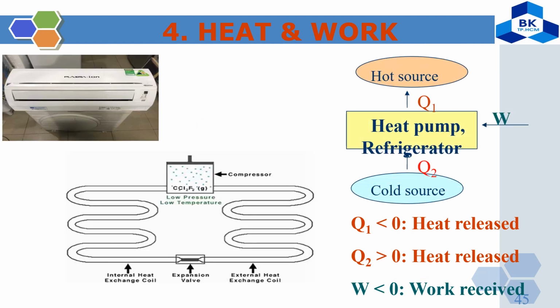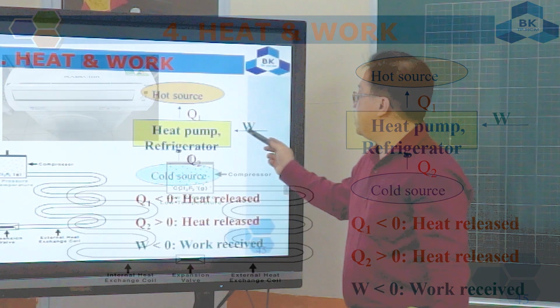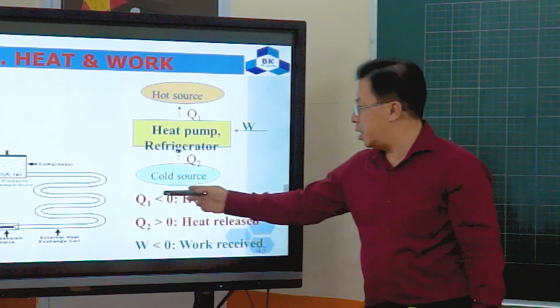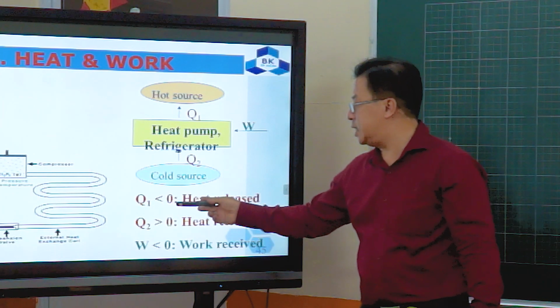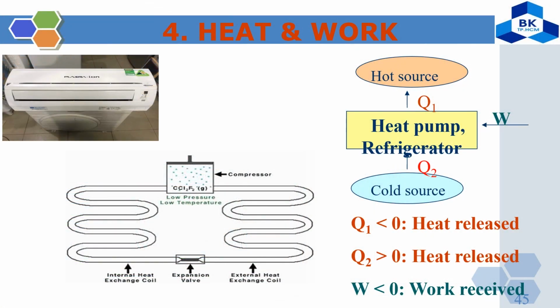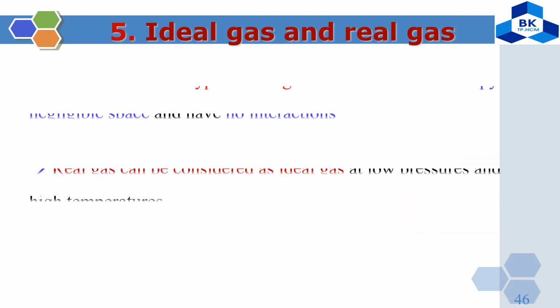In the case of refrigeration, or the air conditioner, it receives the heat Q2 from the cold sink and releases Q1 to the hot source, and in this case it receives work. So Q1 has a negative value because that is the heat released. Q2 has a positive value because the heat is received, and W is negative because this work is received.